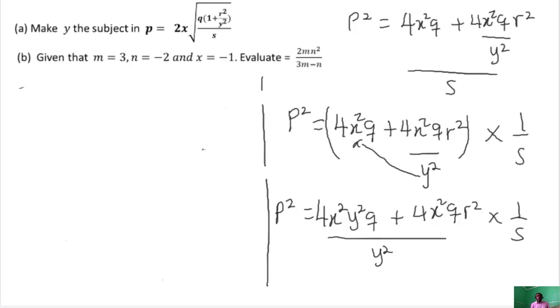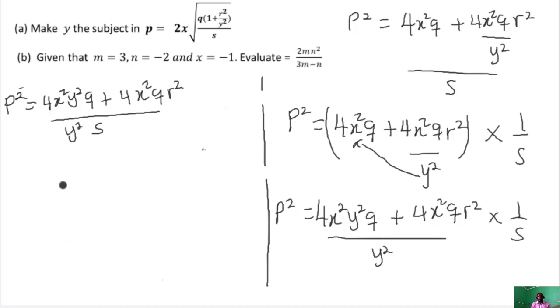So let's proceed. So we have p square is equal to 4s square y square q plus 4s square q r square all over y square s. Then we cross multiply, so p square y square s is equal to 4s square y square q plus 4s square q r square.